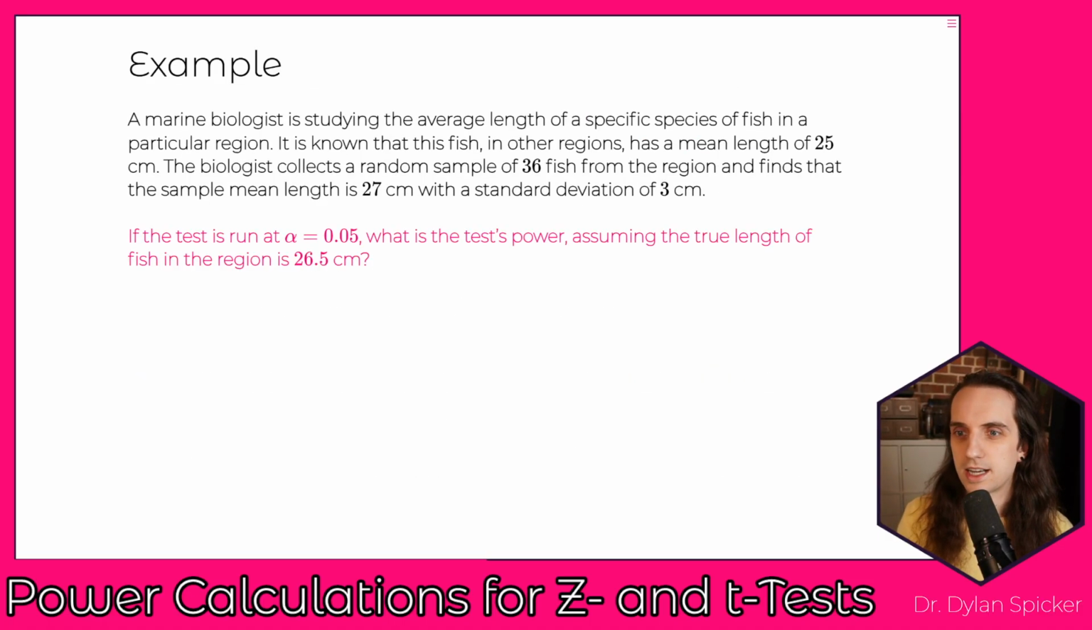So it's worth taking a look at how this actually goes. In our first example here, we have a marine biologist studying the average length for a specific species of fish in some particular region. Now it's known that this fish in other regions has a mean length of 25.